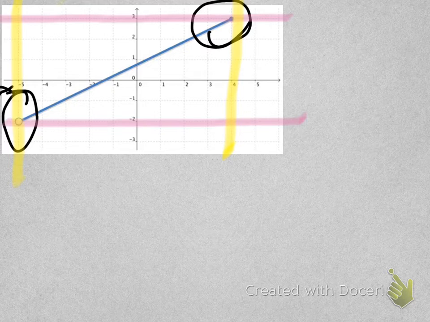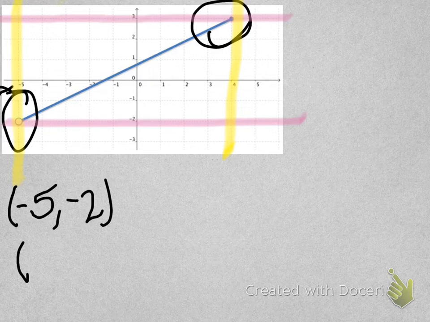So let me write out my points. The first one is -5, -2, and the second one is 4, 3.